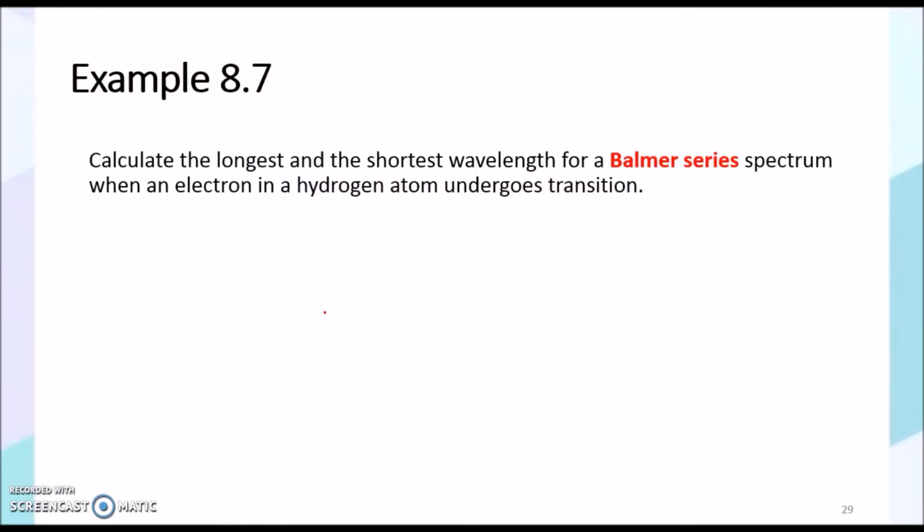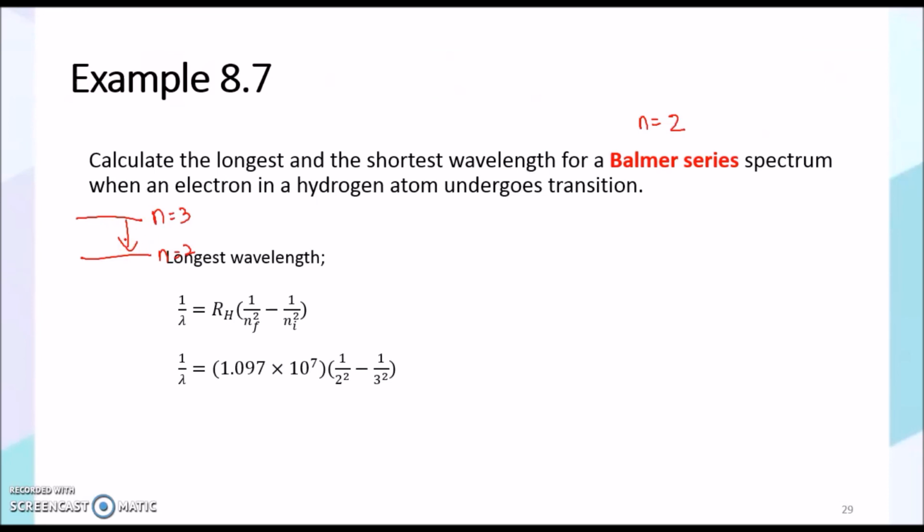Example 8.7, calculate the longest and shortest wavelength for a Balmer series. Kalau Balmer series, it is the transition from any high level to n equal to 2. So for the longest wavelength bermaksud transition tu berlaku dalam jarak yang dekat. The electron will make a transition from n equal to 3 to n equal to 2. Substitute into this equation, then you will get 6.56 times 10 to the power of negative 7 meter.